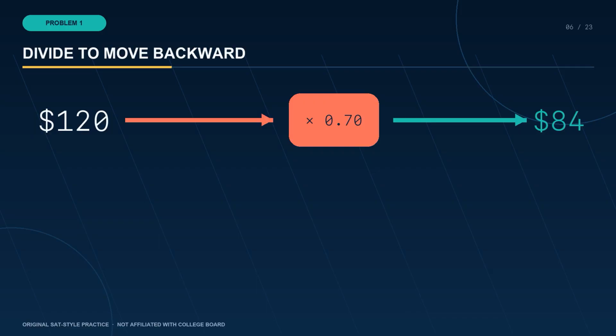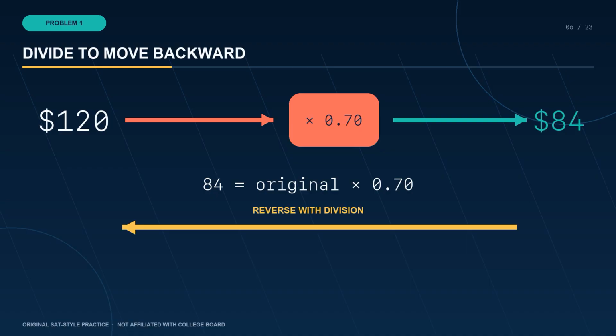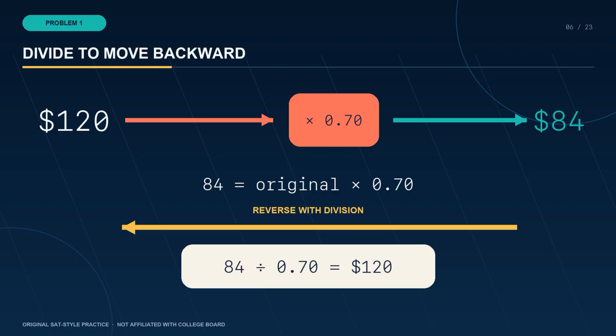A 30% discount leaves 70%, so the forward multiplier is 0.7. The equation is 84 equals original times 0.7. Divide to get $120. The reasonableness check is immediate. The original must be above 84, and 70% of 120 is exactly 84.